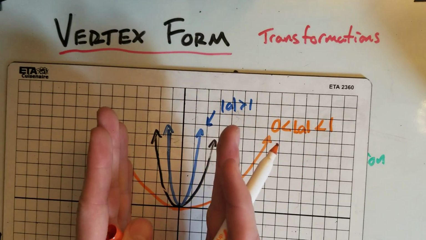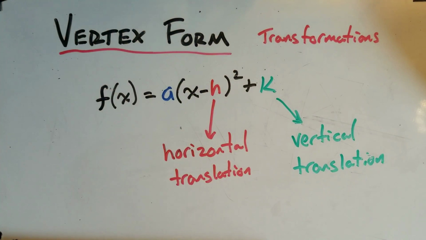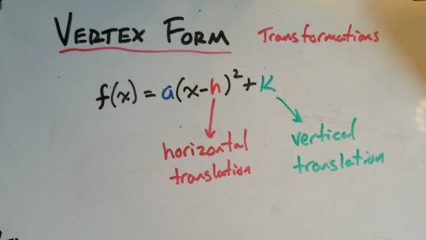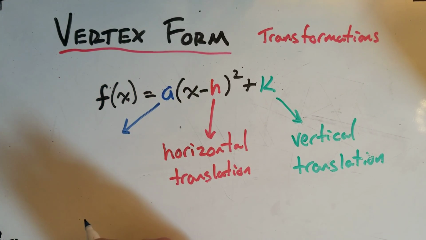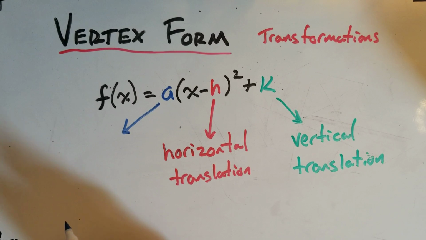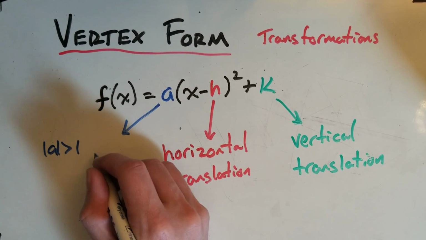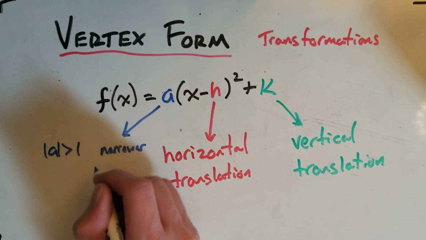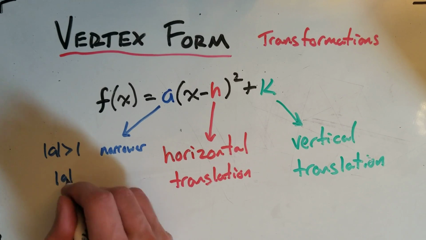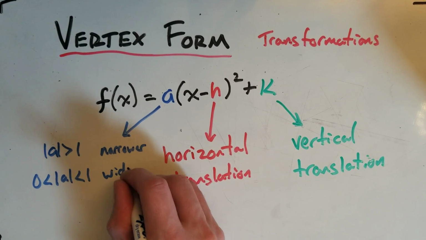So they're either making it go more narrow or making it go wider. That's what dilations look like. And that's going to come from your A. So again, your A, it's actually going to give us a few things. It's going to be a dilation, and it'll either make it wider or it'll make it more narrow. So we'll say when absolute value of A is greater than 1, it becomes more narrow or narrower. And when the absolute value of A is less than 1 or greater than 0, then it's going to become a wider graph.